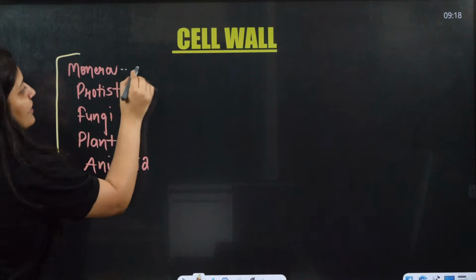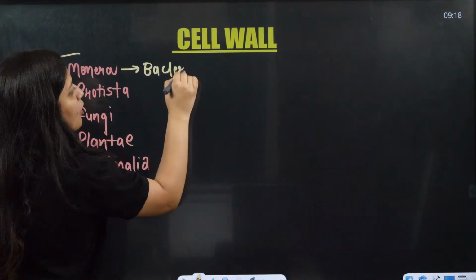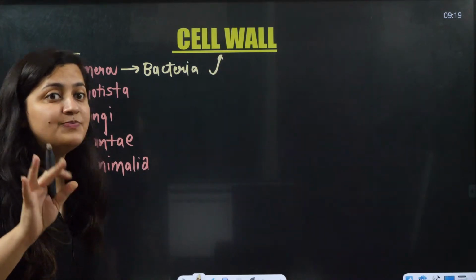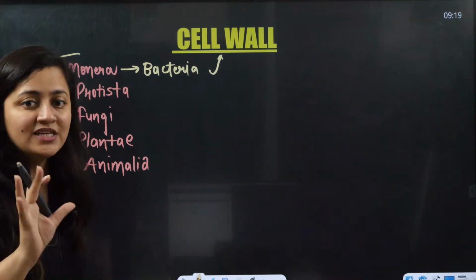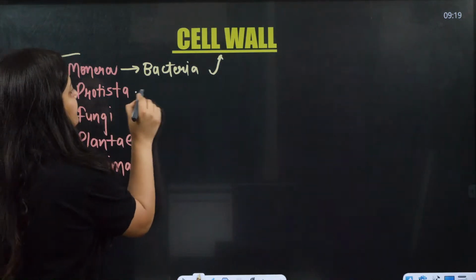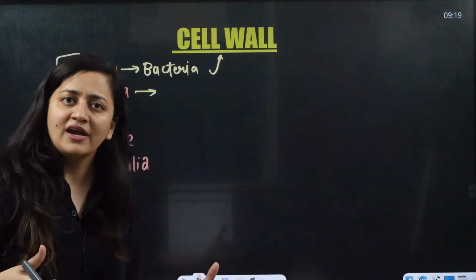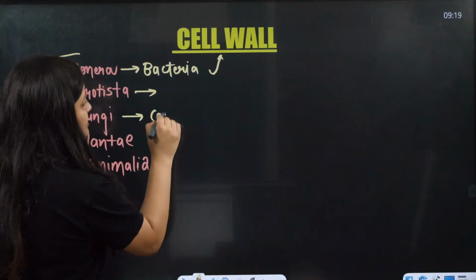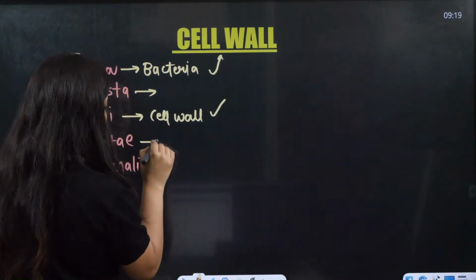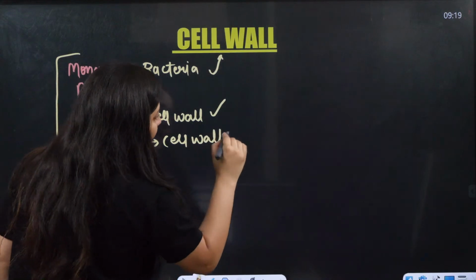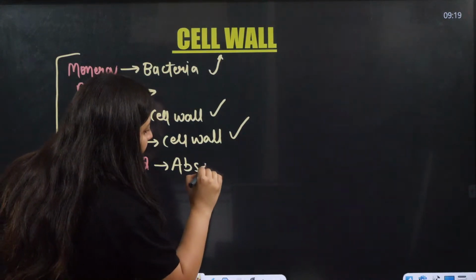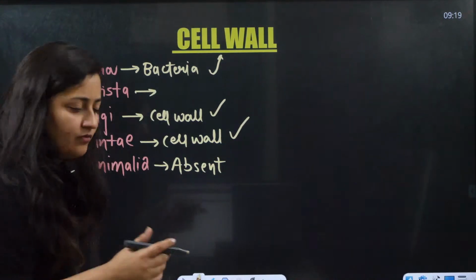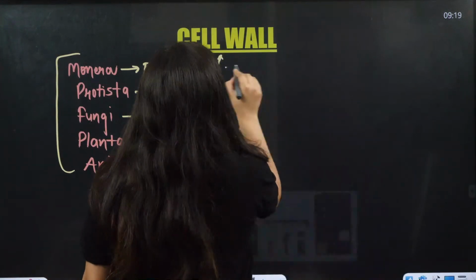Now in Monera we have the bacteria, and in the case of bacteria also we have the cell wall. Everyone in the chat section, do let me know what is present in the bacterial cell wall. Now comes the Protista. Here in Protista, some organisms have a cell wall and some may lack a cell wall. In fungi also the cell wall is present. In plants also the cell wall is present, but it is absent in the case of animal cells. There is no cell wall. So as I said, in the case of bacteria, what will be there in the cell wall?